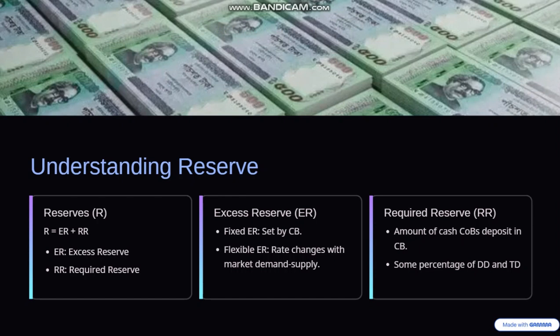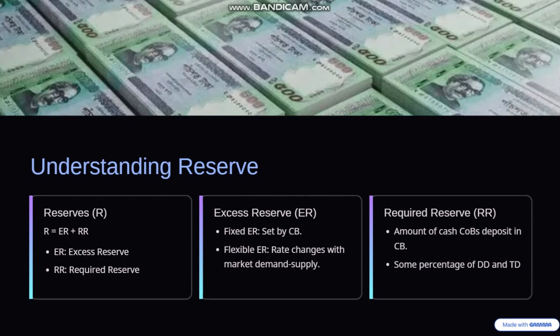Now let's talk about reserve. What's reserve basically? Reserve is equal to ER and RR. ER is excess reserve and RR is required reserve. Now, commercial banks must keep a portion of deposits as required reserve. For example, if the reserve ratio is 10% and a bank has 1000 taka in deposits, it must keep 100 taka as reserves with the central bank.